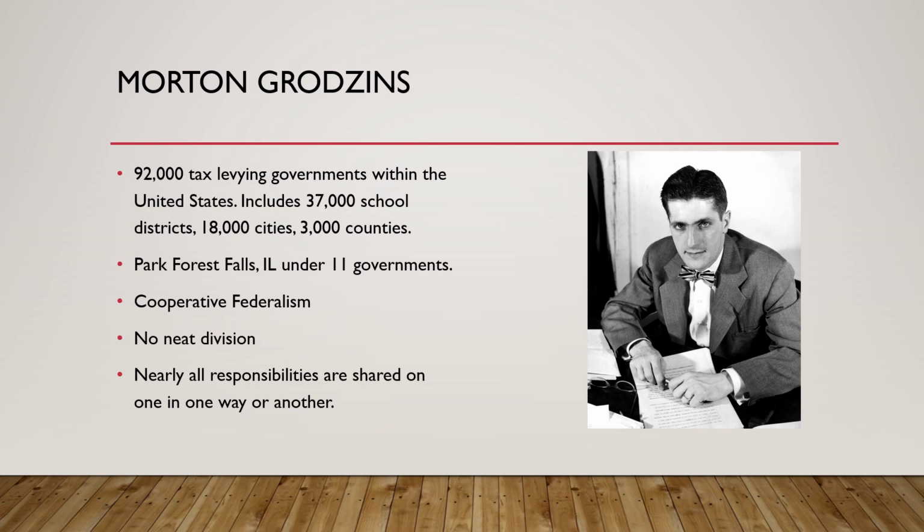This included the federal government, the state, the county, the city, the school district, I believe the water board, and special districts. All these governments are responsible for each other through cooperative federalism. There is no neat division between responsibilities. Nearly all responsibilities are shared in one way or another.